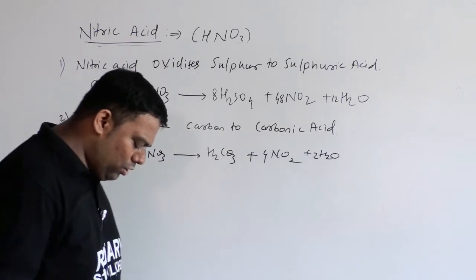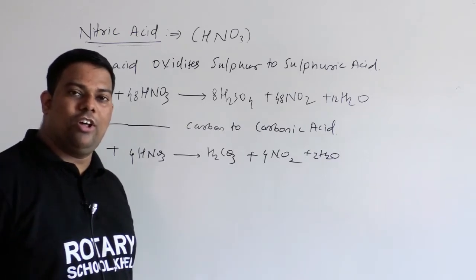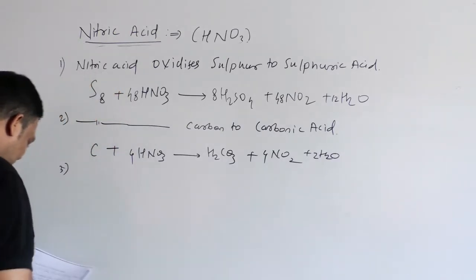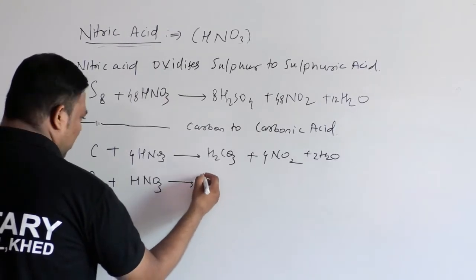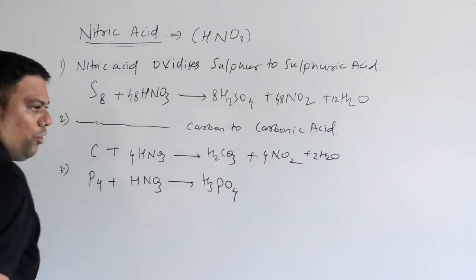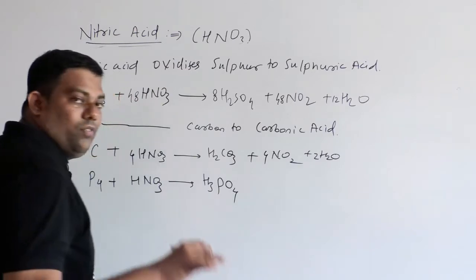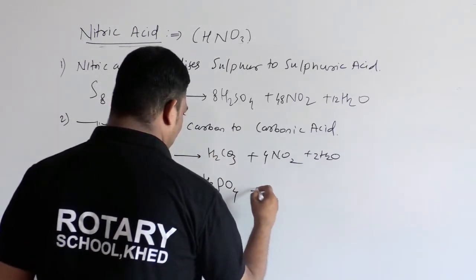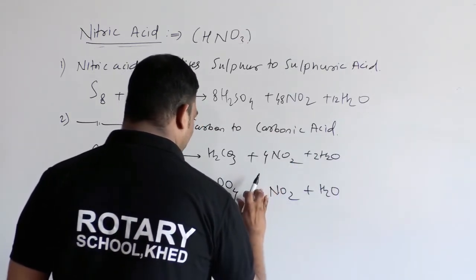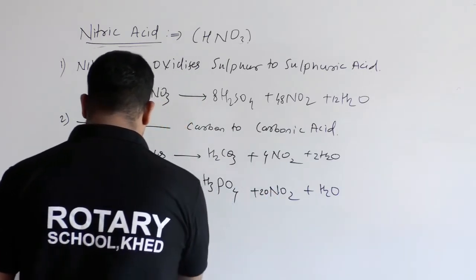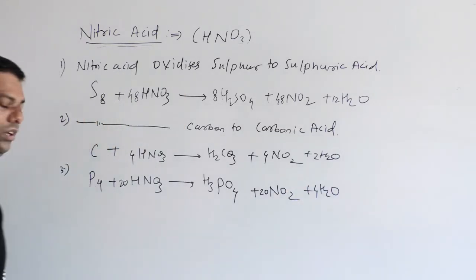For phosphorus, you have to write the molecular formula. What will be the molecular formula? P4, like this. So P4 plus HNO3, then you will get phosphorus oxidized to phosphoric acid. Here also NO2 plus H2O. Here you will get 20, here also 20. On balancing, you can cross check and share your views.